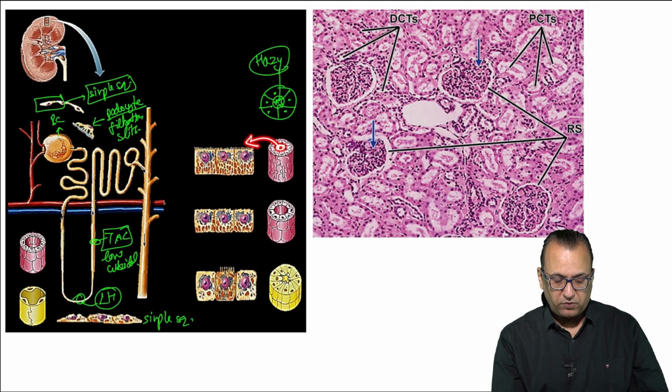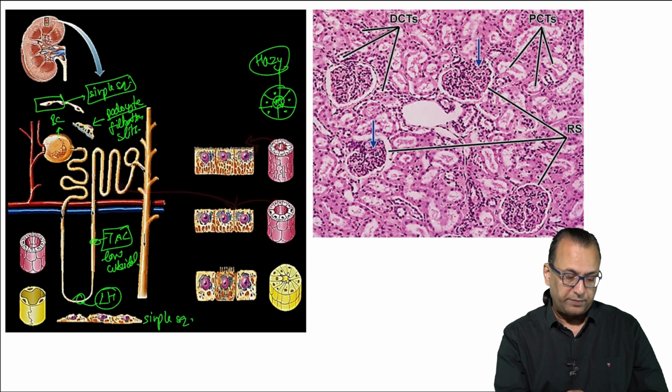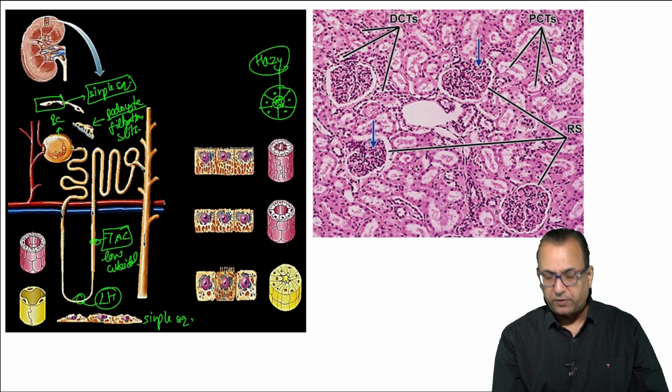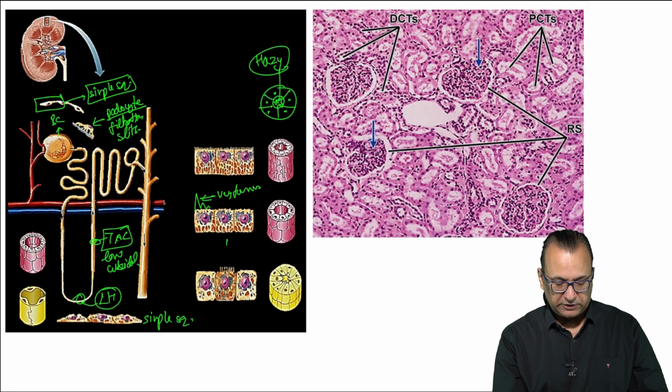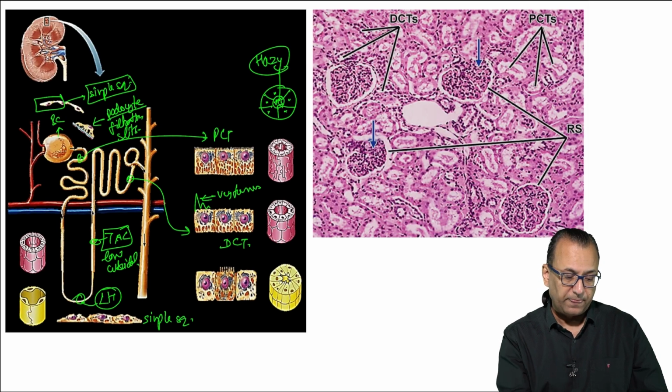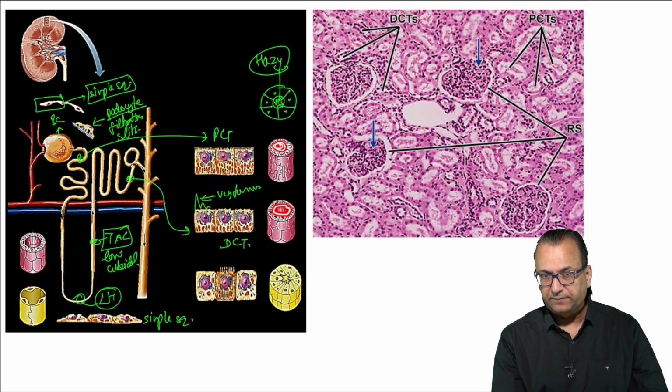Now this is the PCT. What about the DCT? How does it appear? The DCT also has height equal to breadth, with a central spherical nucleus, but no brush border because the microvilli are very few. This was the PCT, and you will see that in the DCT the lumen is quite wide as compared with the PCT, and the cells are low cuboidal.